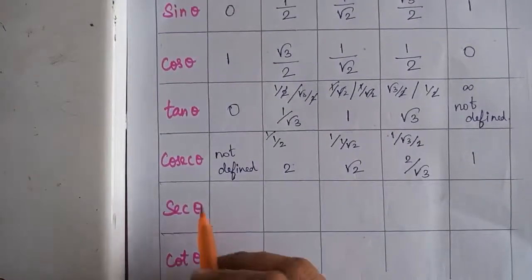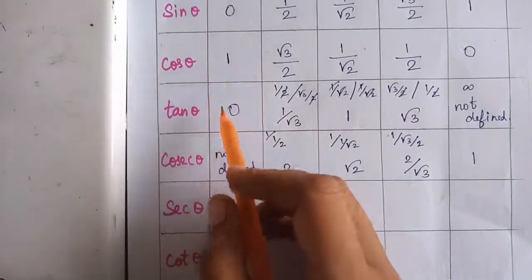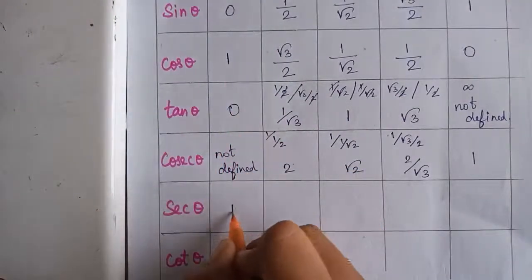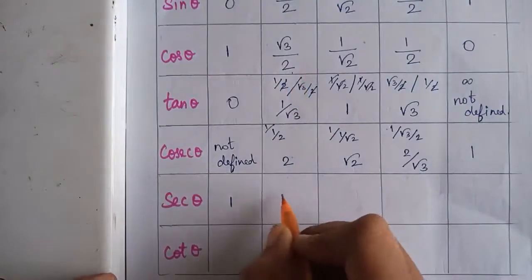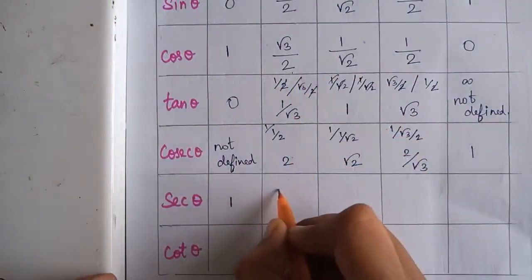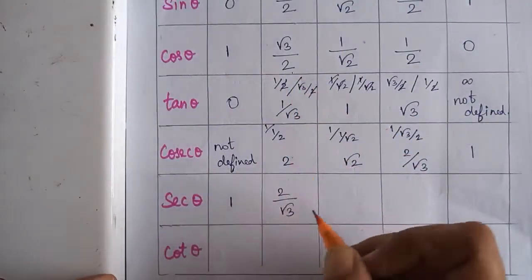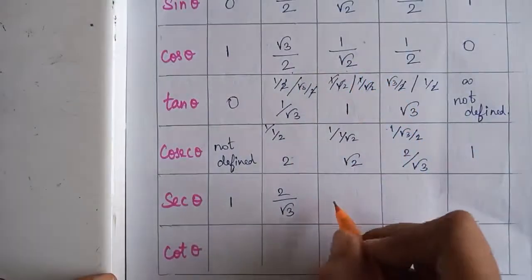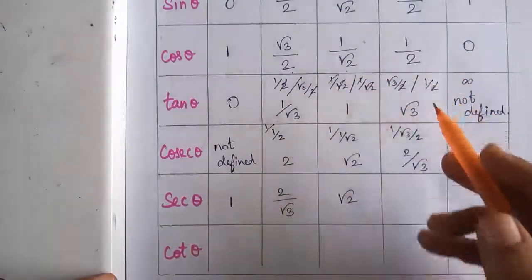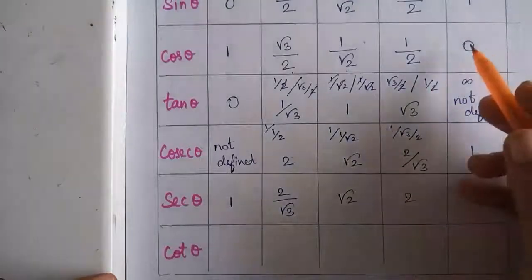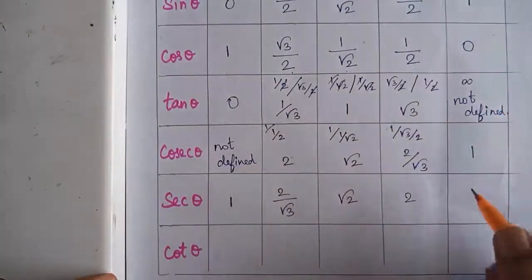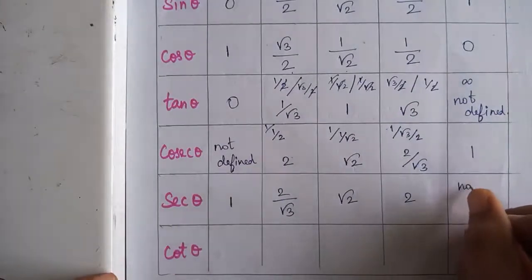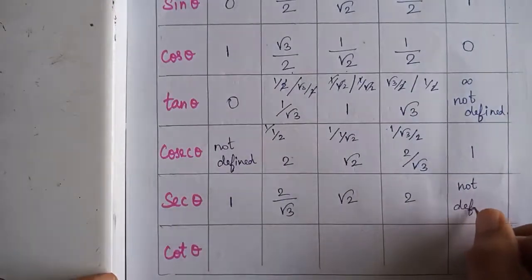Then next, secant theta is 1 by cos theta. So 1 divided by 1 is 1. 1 divided by root 3 by 2 becomes the reciprocal, so 2 by root 3. And 1 by 1 by root 2 becomes root 2. 1 by 1 by 2 is 2. Then 1 by 0 is undefined, that is not defined.